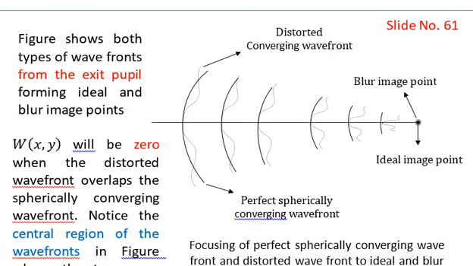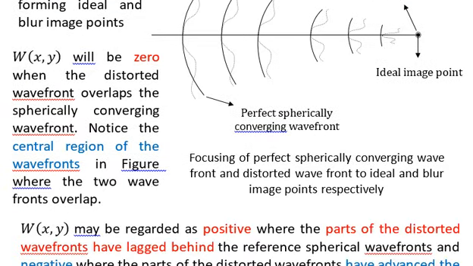So let's read some statements relevant to this. Figure shows both types of wavefronts from the exit pupil, forming ideal and blur image points. W of xy will be 0 when the distorted wavefronts overlap spherically converging wavefronts. Notice the central region of the wavefronts in the figure where the two wavefronts overlap.